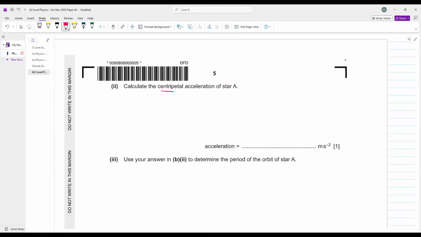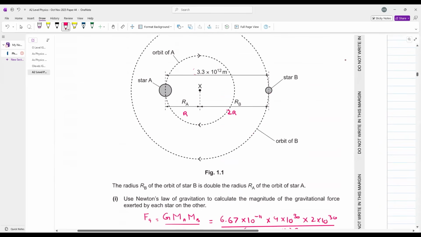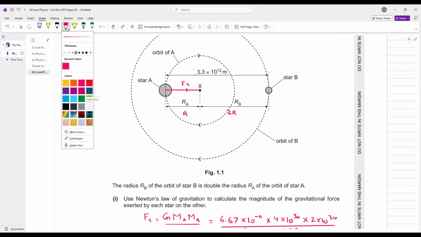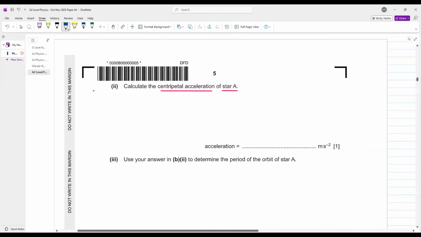Now you have to calculate the centripetal acceleration of star A. How will we do that? Look, the gravitational force acting inward on star A is equal to the centripetal force. So the gravitational force on star A is equal to the centripetal force. The value of gravitational force was 4.9 into 10 raised to the power of 25.